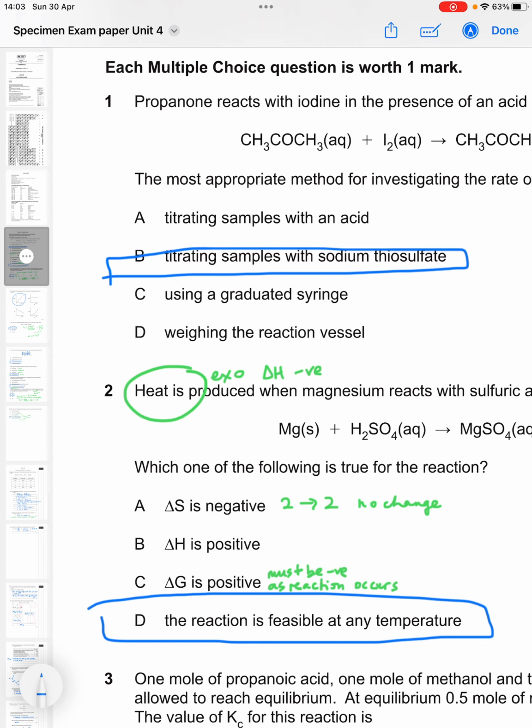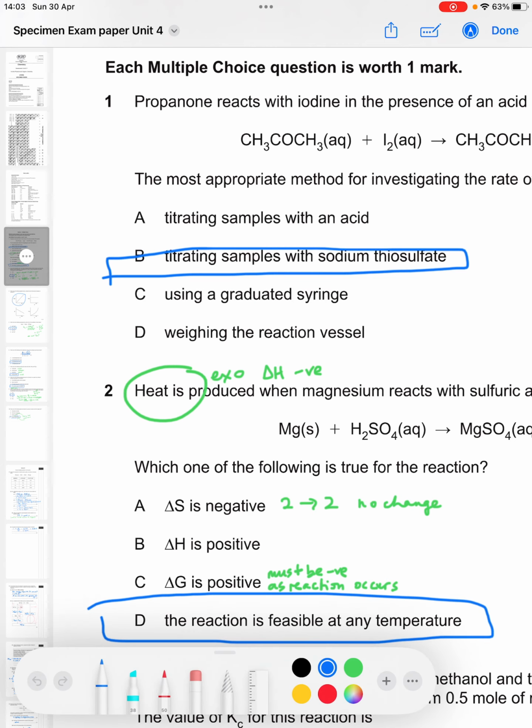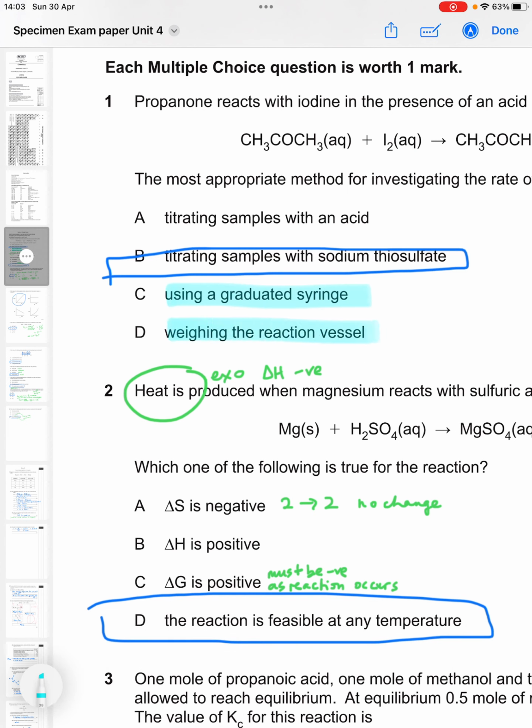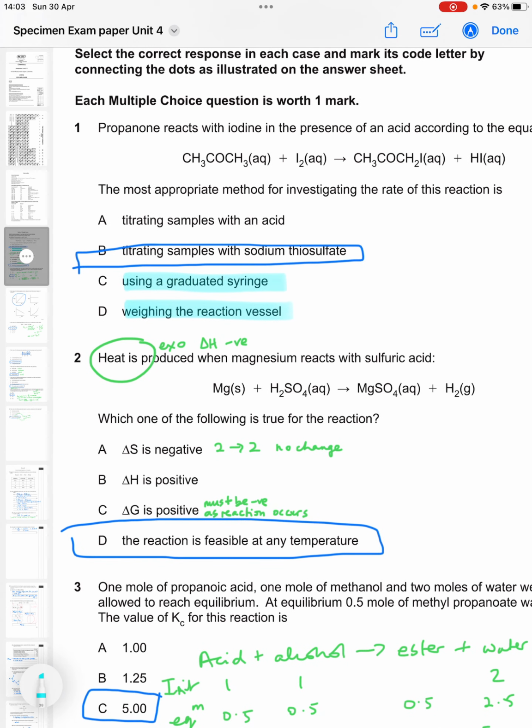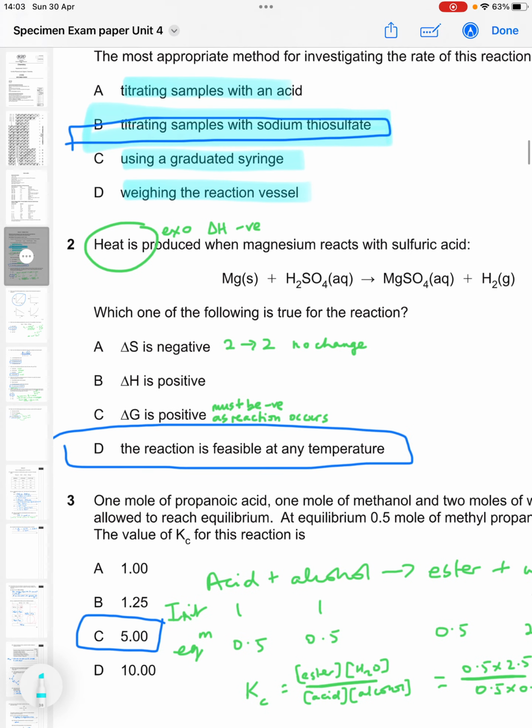A, titrating samples with an acid, B, titrating samples with sodium thiosulfate, C, using a graduated syringe, or D, weighing the reaction vessel. Well, we know that the graduated syringe and weighing the reaction vessel aren't going to work for this because we're making two solutions. Titrating the samples with an acid is not appropriate here. You can see because it is an iodine substance that thiosulfate is the best way.